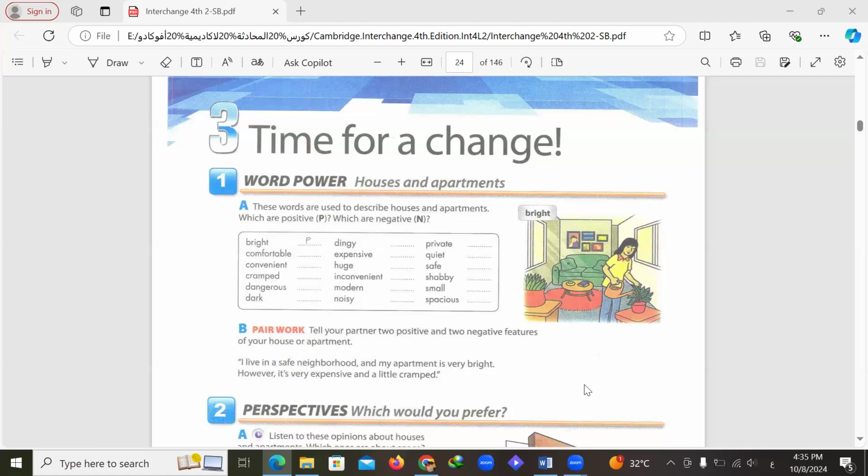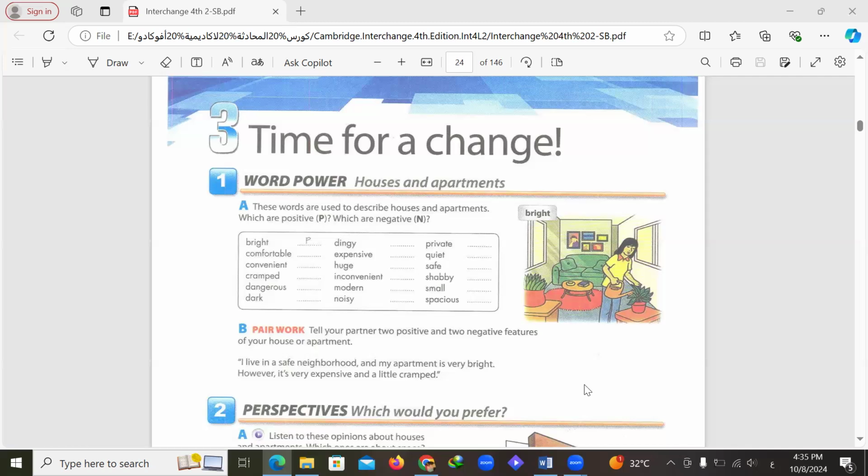Dingy. Dingy. It's too narrow. I feel I'm not comfortable in this place, not relaxed. So it's a negative word. Expensive. Expensive. I think it's also a negative adjective. You know expensive, and I think we have had expensive before.